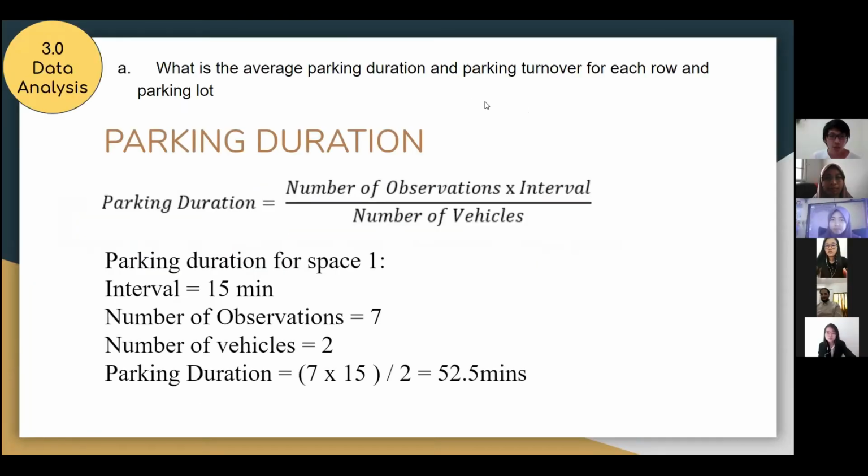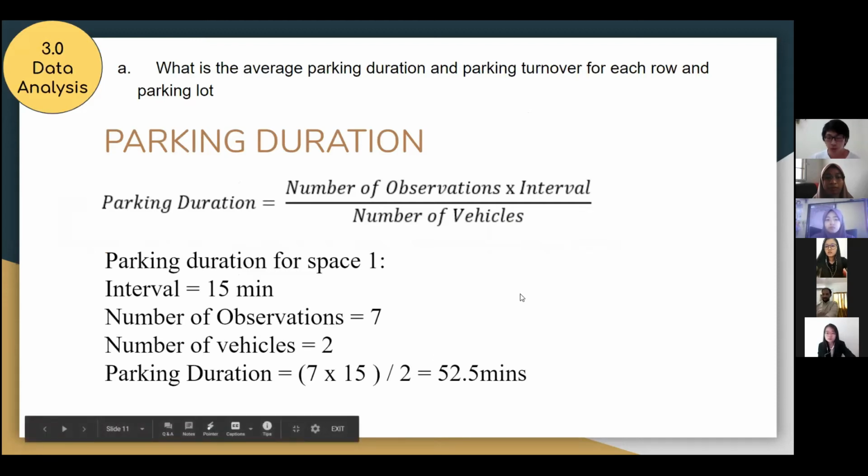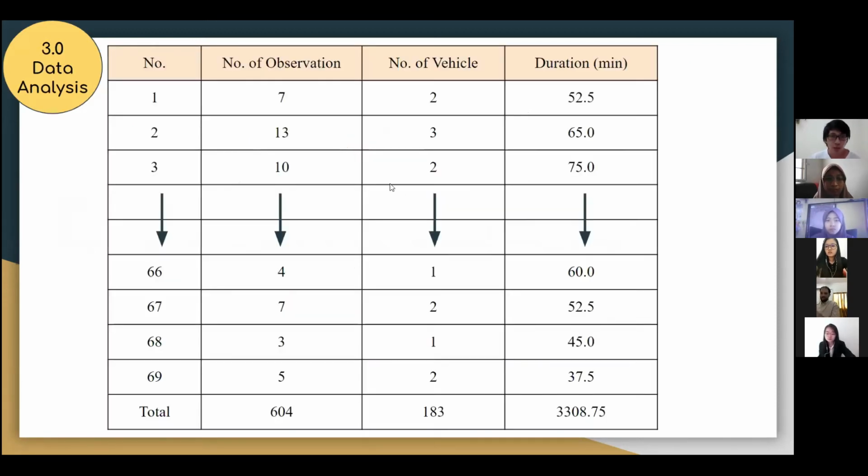Data analysis: first, we will analyze the parking duration. For example, we use the formula to calculate space 1. The interval time used is 15 minutes, the number of reservations is 7, the number of vehicles is 2, and the parking duration we get for space 1 is 52.5 minutes. And we tabulate all the data for space 1 until space 69.